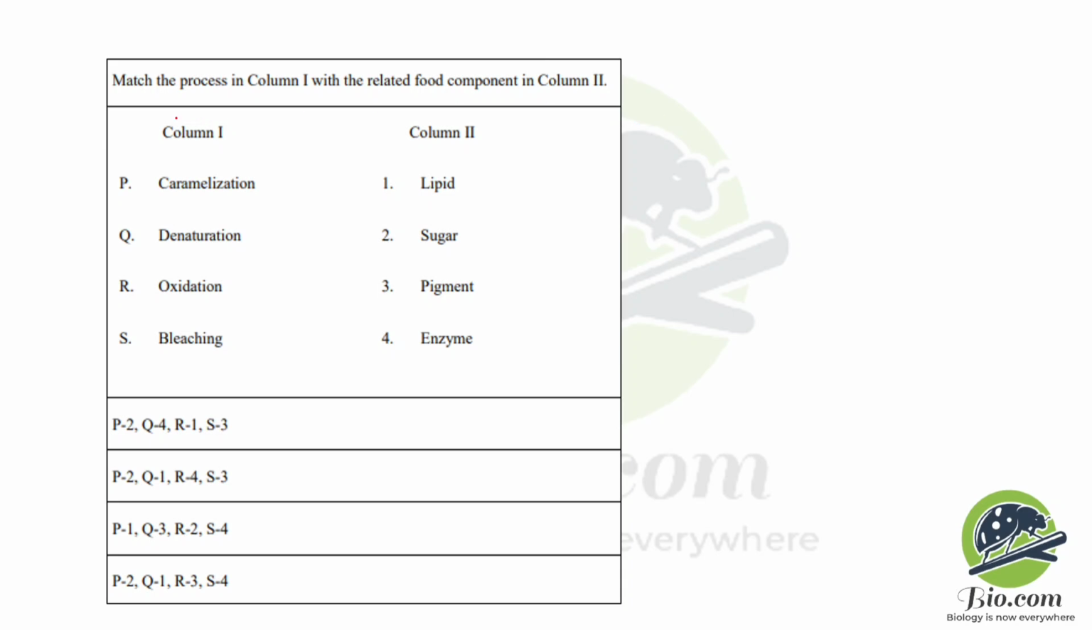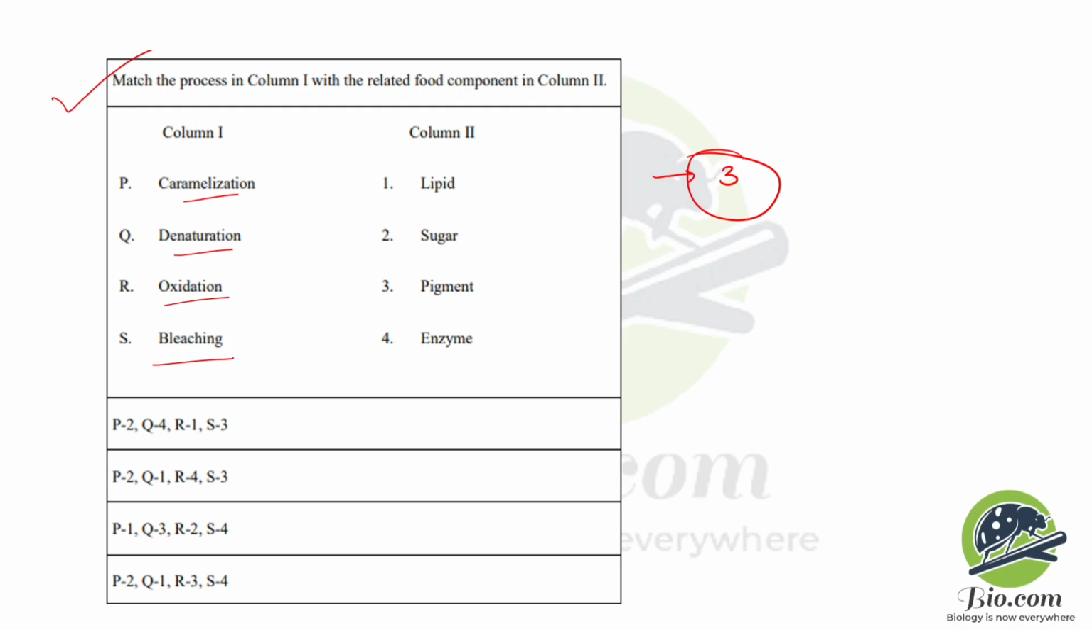So this is the first question. So let's solve the very first question. You can easily get 3 marks from this question. You have to match column 1 with column 2. So you can see here different processes are mentioned in column 1. The first one is caramelization, denaturation, oxidation and bleaching.